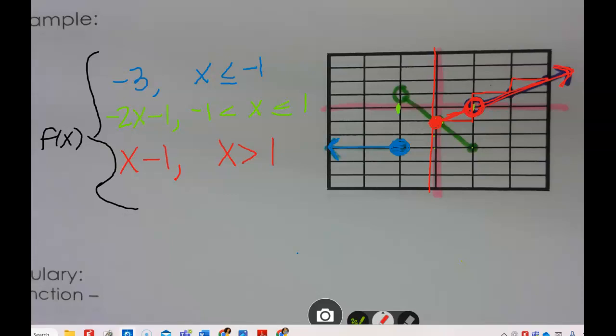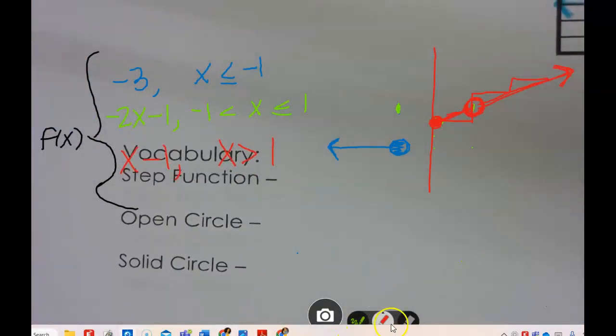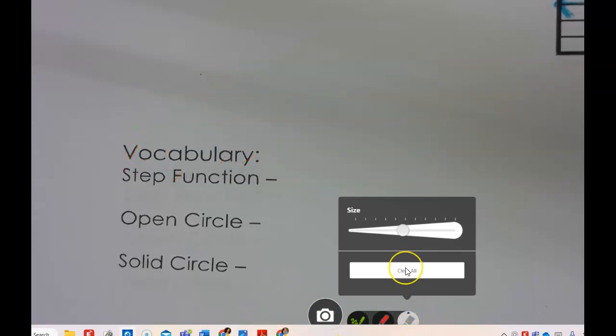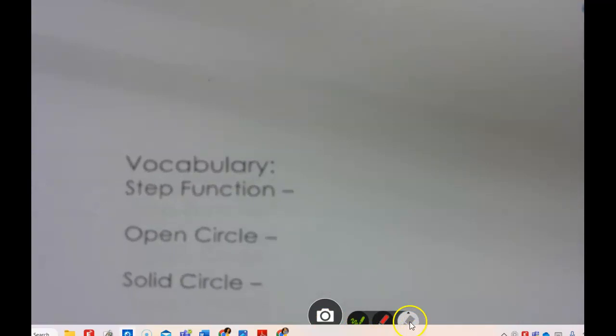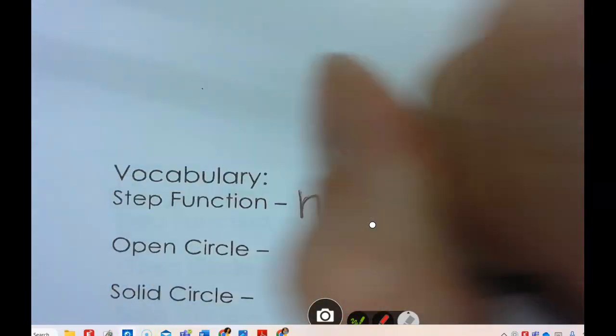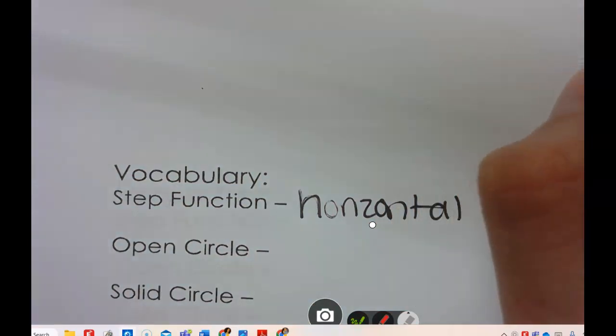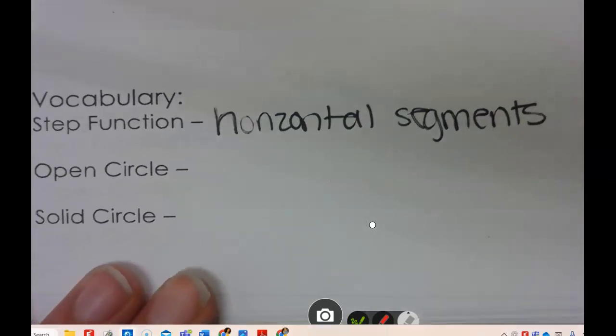And then the last, just little vocab, is a review of all the key things you need to know. What is a step function? A step function is a function that is a bunch of horizontal graphs that appear to look like steps. So again, your step function is going to be that horizontal graph. So it's a collection of horizontal segments.